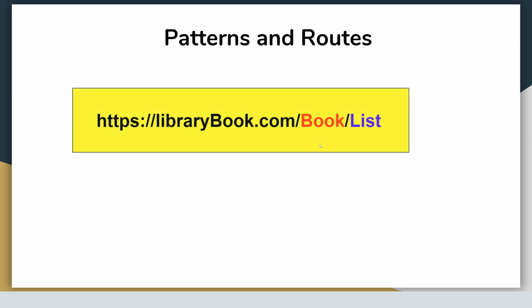For example, in our project, the library books, we have the list of books. So here, Book is the name of the controller and List is the action. After the router, there is the view, which is HTML and CSS. So this is the big picture for routing in ASP.NET Core MVC.